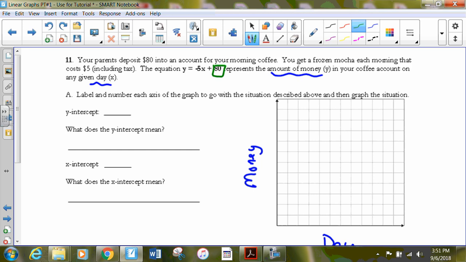And so we're going to look at a hint. We're going to look at the slope. The slope is going down 5 over 1, down 5 over 1. If we go ahead and label our y-axis going up by 5s, hopefully we get to 80.